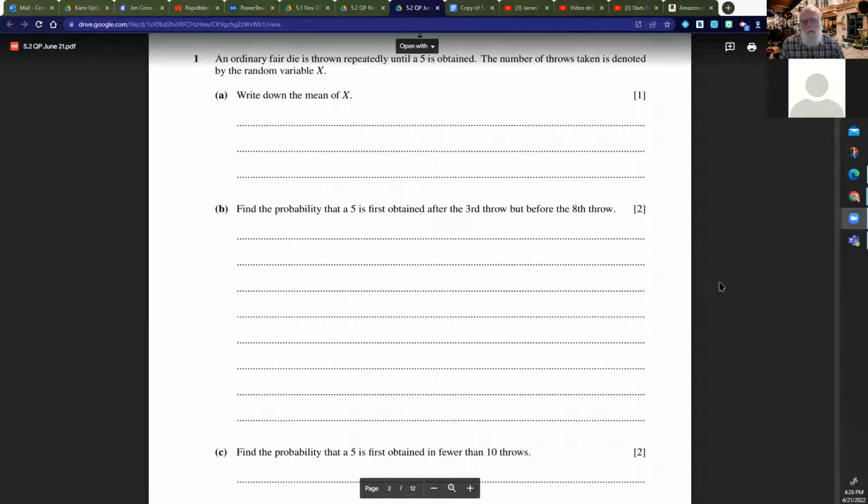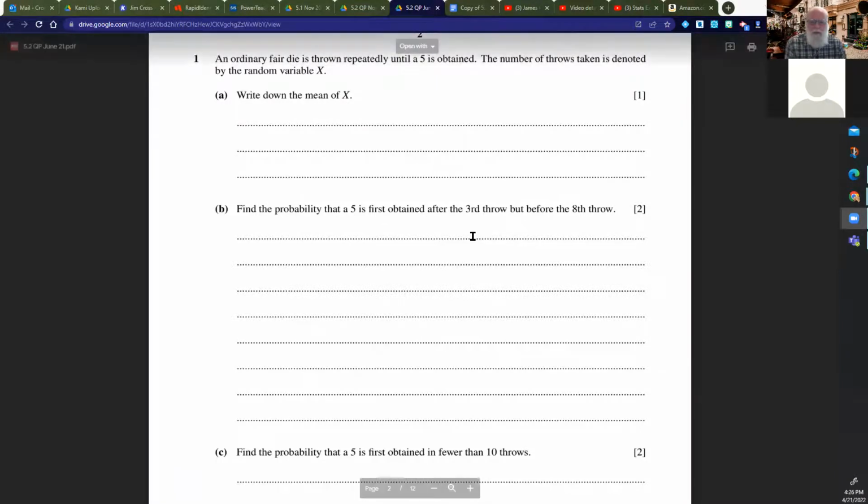All right, so tell me about part A then. Just explain to me part A. They want the mean of X. Okay, how did we figure it out? I did 1 divided by 1/6. Okay, why'd you do that? Because it's a geometric distribution. And that's how I find the expected value for a geometric distribution, 1 over P, right? Yeah. All right, so now let's shift gears. Find the probability that a 5 is first obtained.